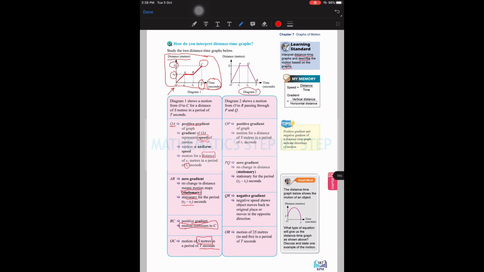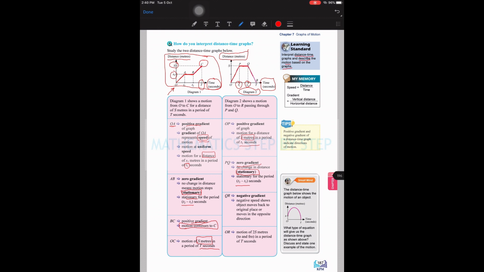Then let's look at diagram 2. We can see that it is also a distance time graph because y-axis here is distance, x-axis here is time, okay? So we can see OP here. It is positive gradient, okay? So from time 0 seconds to t1 seconds, the object moves for s meters in a period of t1 seconds, okay? Then PQ here again 0 gradient, okay? So the object is stationary, okay? No change in distance. Stationary for the period t2 minus t1 seconds, okay?